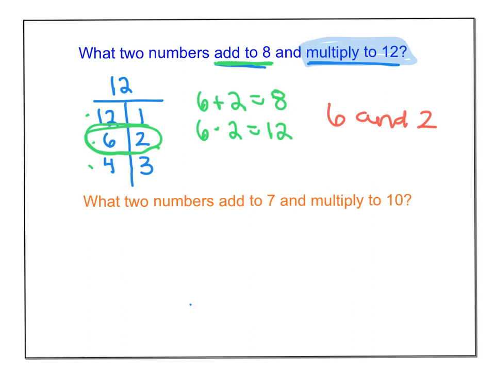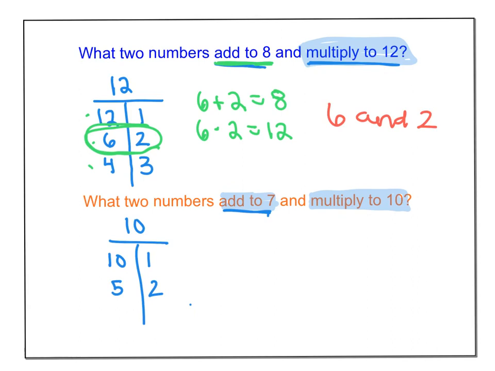Let's try again. For this next one, it says, what two numbers add to 7? Lots of numbers add to 7. And also multiply to 10. Now, there's less numbers that multiply to 10. So let's always start with making a list using our multiplication to narrow it down. Well, to multiply to 10, I'd have factors of 10 times 1 or 5 times 2. Which combination will add to 7?